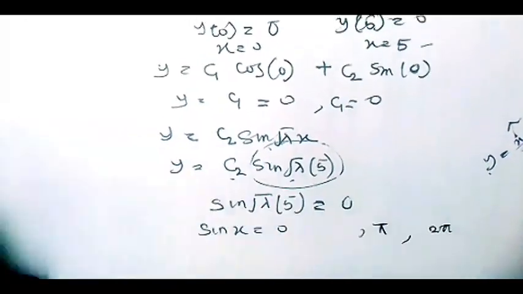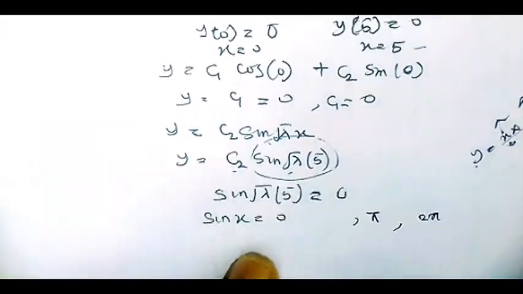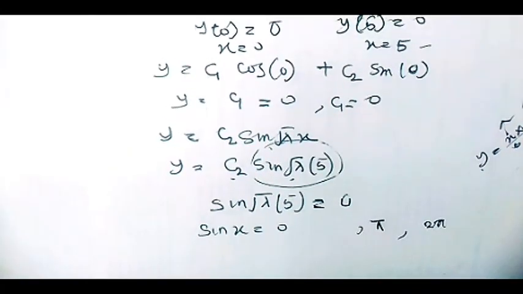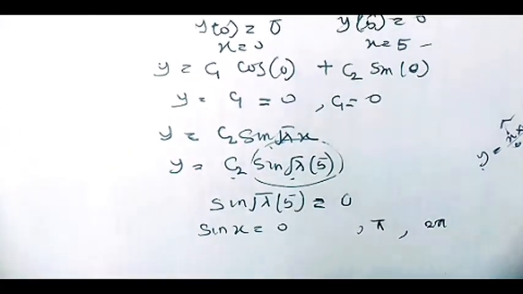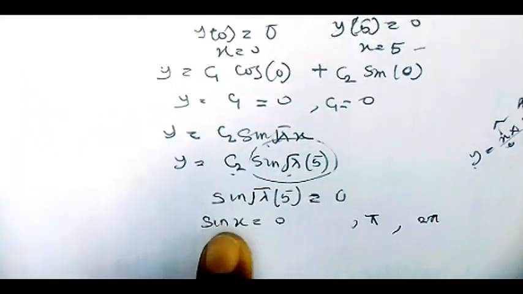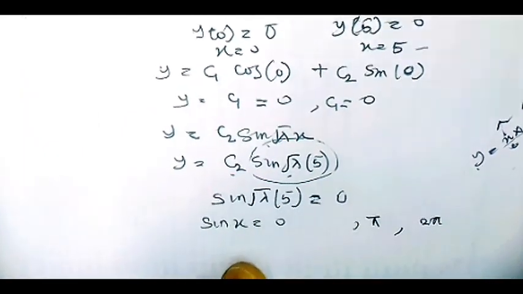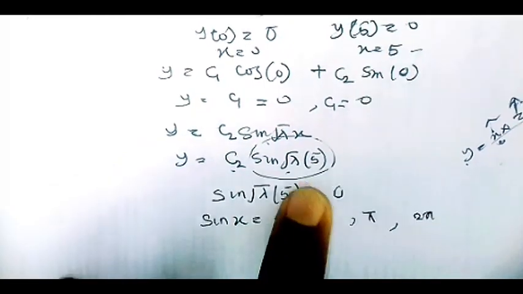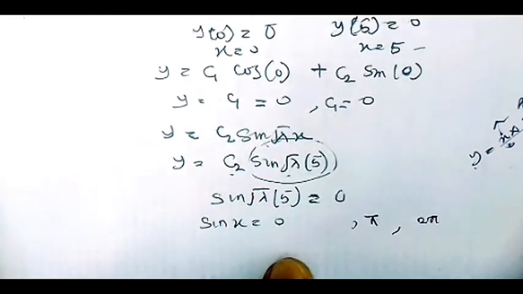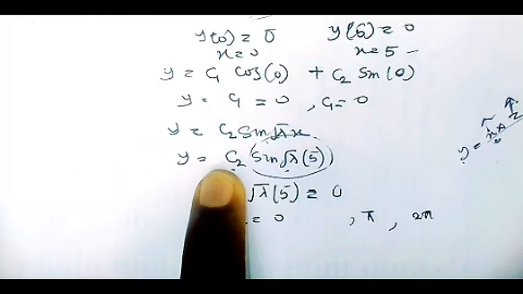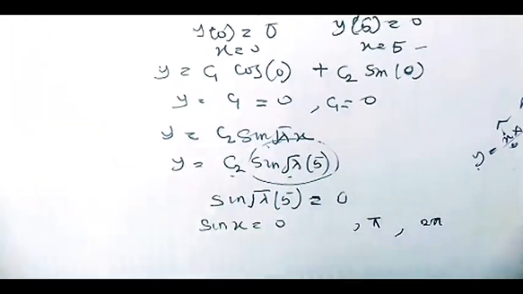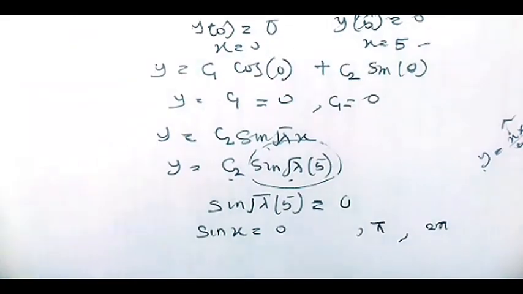So pi, which is 180 degrees, sine of 180 is 0, right? 2 pi, which is 360, also gives me 0. I'm trying to get the possible values that can make a sine function equal to 0. If there were no possible values that could make a sine function equal to 0, then we would move on to assume c2 to be equal to 0, which gives us a trivial solution. But since we do have values that can make a sine function equal to 0, we can work with that.